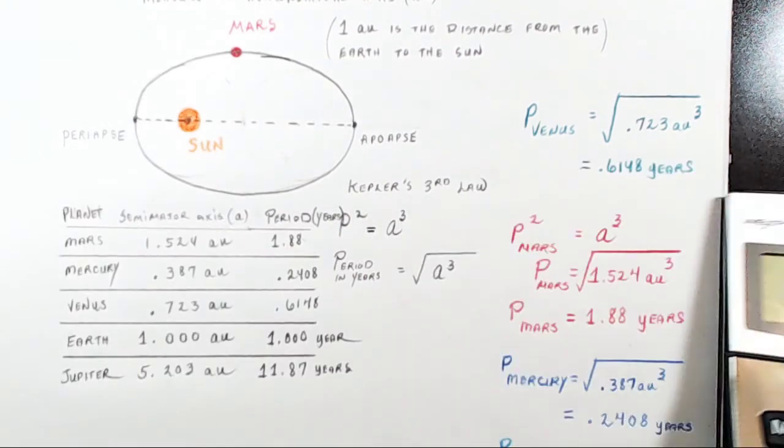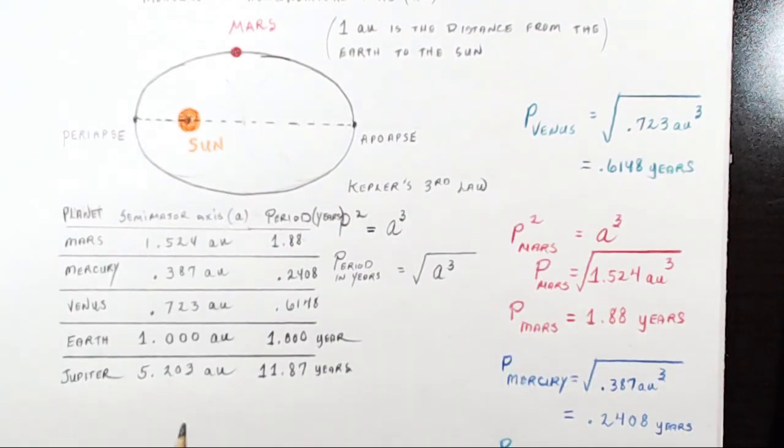Now that's interesting. It takes Jupiter 11.87, almost 12 Earth years to orbit the Sun. So the Earth will orbit the Sun 11.87 times, almost 12 times, in the time that it takes for Jupiter to orbit the Sun one time.